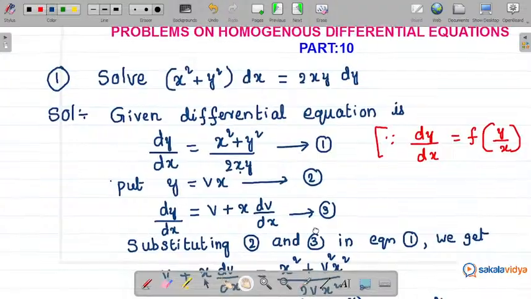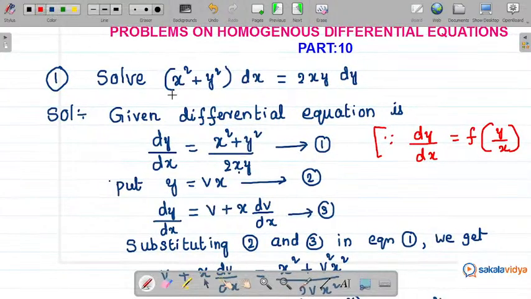This is the given differential equation. Now we need to write it in the form dy by dx is equal to f of y by x, or g of x by y; any form you can write it. This is model number 1. So dy by dx is equal to x square plus y square by 2xy. X square plus y square by 2xy is a homogeneous function of degree 0 in x comma y. So that's why this is a homogeneous differential equation of first order, first degree.